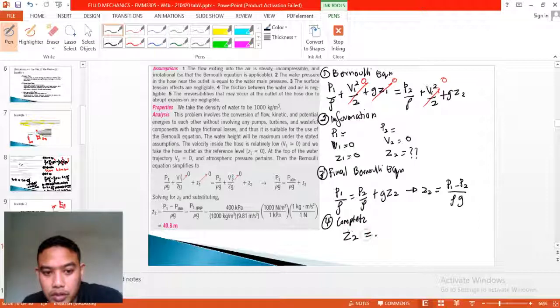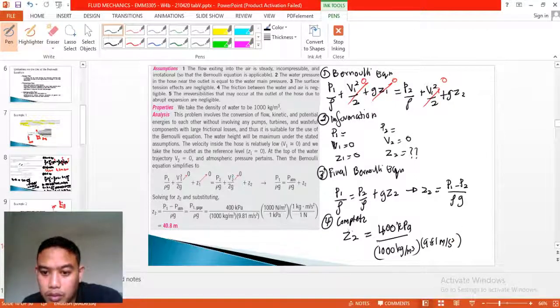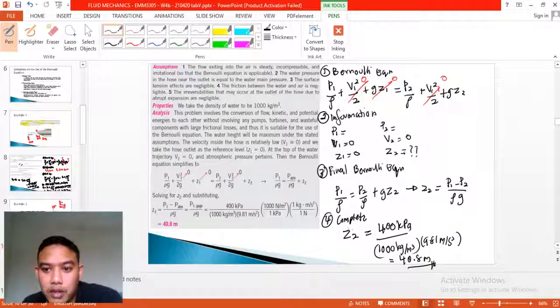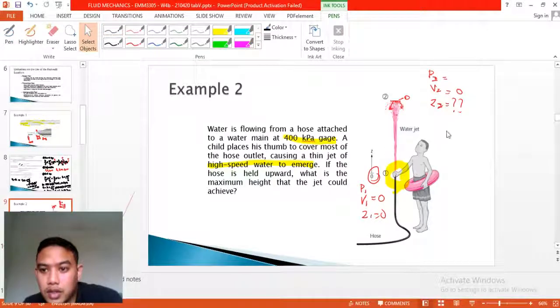So we will get Z2 is equal to 400 kPa divided by rho. Your rho is 1000 kg per meter cube. Your G is 9.81 meter per second squared. So this one should be times 1000 because of kPa. At the end you will get the answer of 40.8 meter. So 40.8 meter is the elevated distance. So Z2 is 40.8 meter.